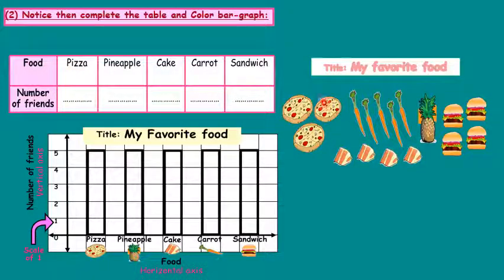Let's see how many pizzas I have here. 1, 2, and 3. Yes, we have 3. How many pineapples do I have here? I only have 1, so I will write 1. How many pieces of cake do I have here? 1, 2, 3, and 4. I have 4 pieces of cake.